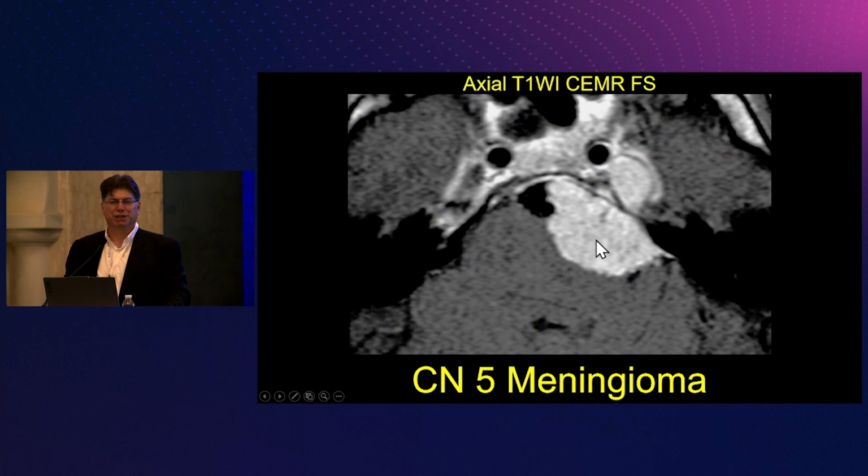So we have an extraaxial dural-based mass with dural tails. That's a good appearance for a meningioma. If a meningioma is going along the skull base and it goes over a foramen, it may extend down through that foramen.